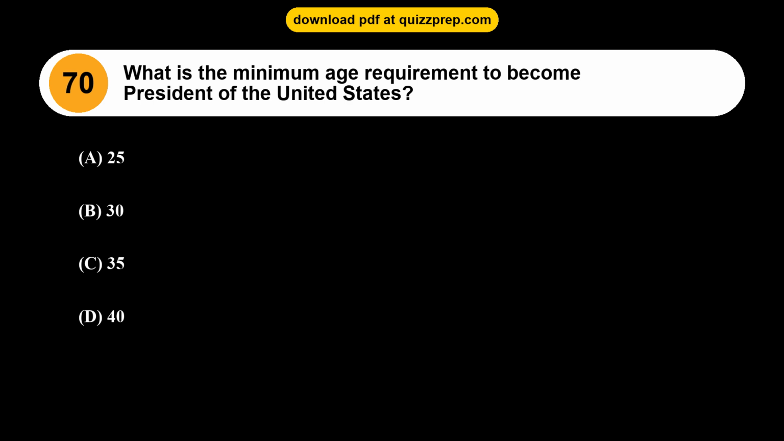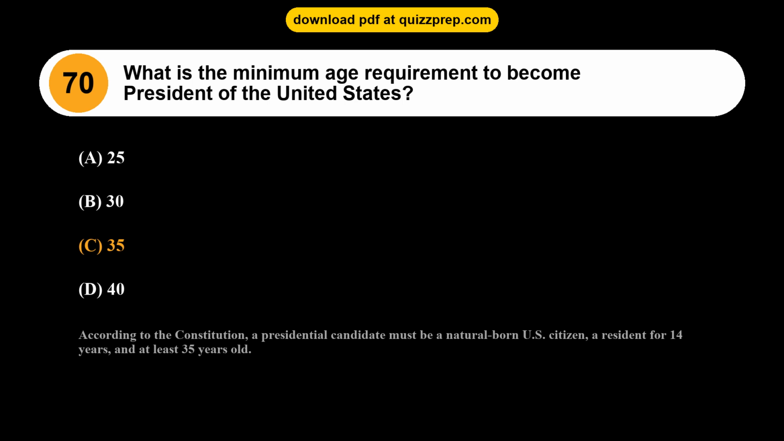Question 70. What is the minimum age requirement to become President of the United States? Option A. 25. Option B. 30. Option C. 35. Option D. 40. The correct answer is option C. 35. According to the Constitution, a presidential candidate must be a natural-born U.S. citizen, a resident for 14 years, and at least 35 years old.